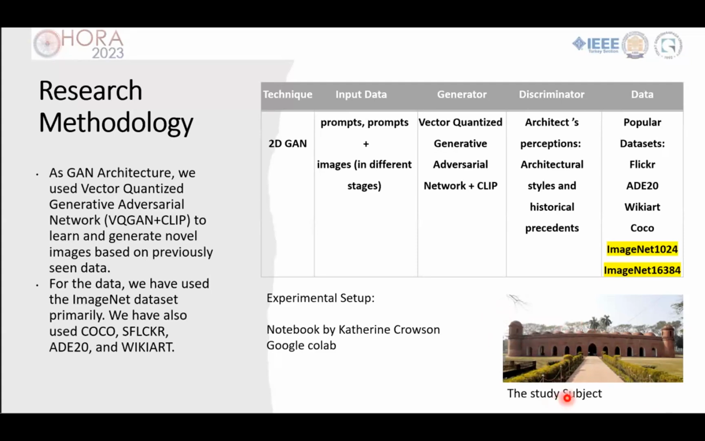And we also took a study subject, which is Shat Gambuz Masjid. In English, it's the Sixty Dome Mosque. This is a historical landmark in our country. So we picked this to test our experiment.